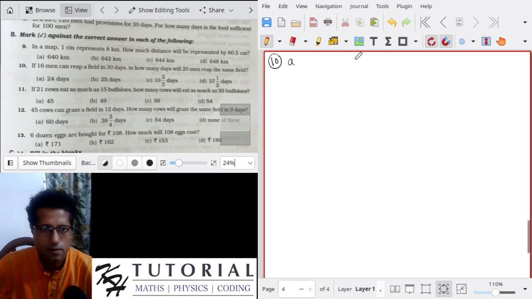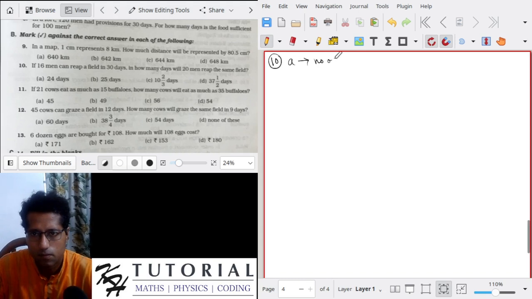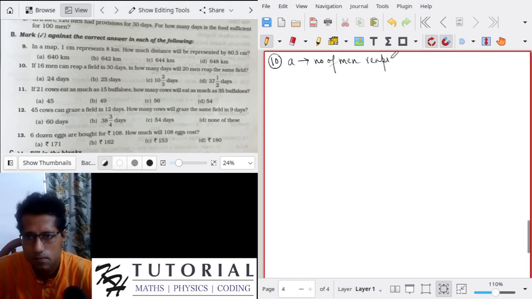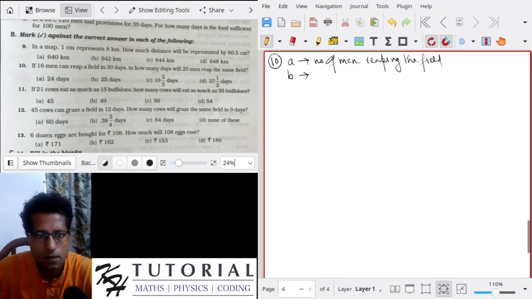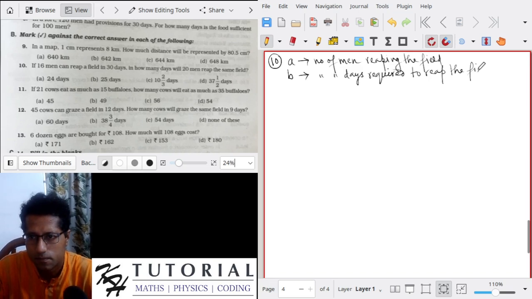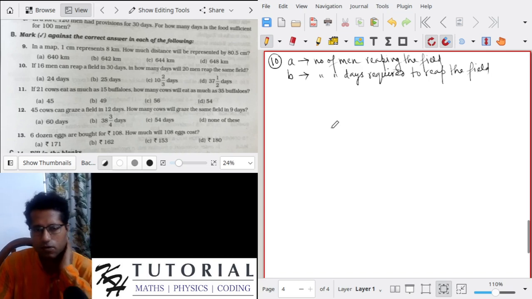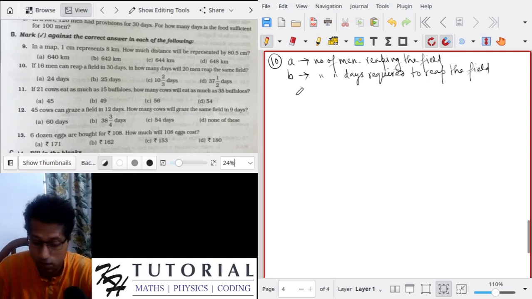Anyway, so let A be the number of men reaping the field, and let's say B represent the quantity, number of days required to reap the field. So A is the number of men reaping the field and B is the number of days required to reap the field. Now definitely if there are more men, then less number of days will be required to reap the field, and if there are less number of men, more days will be required. So definitely A, B, these two quantity vary inversely.